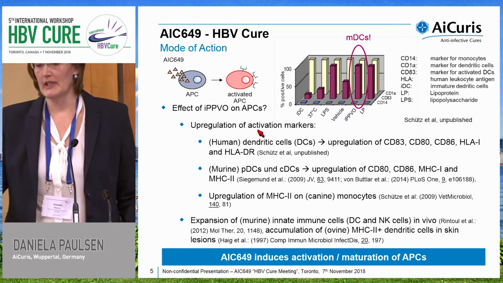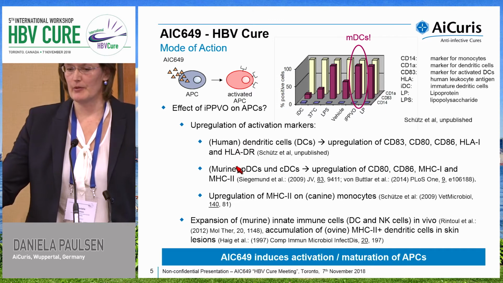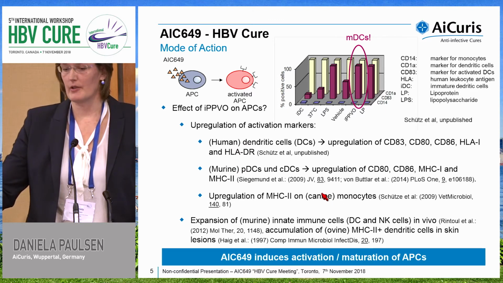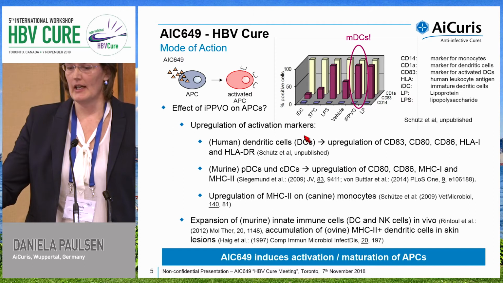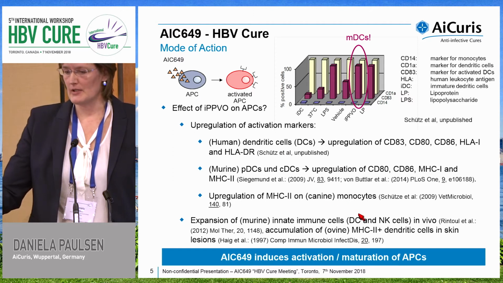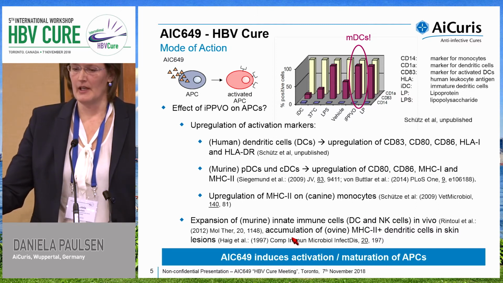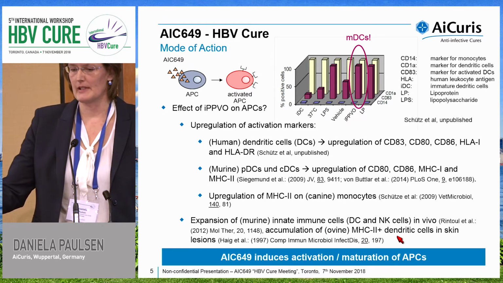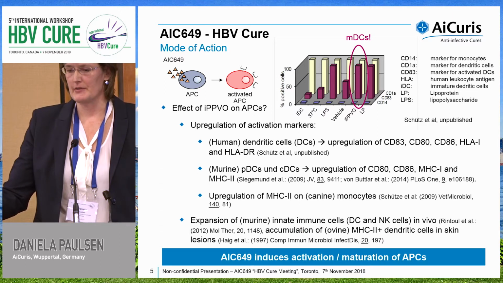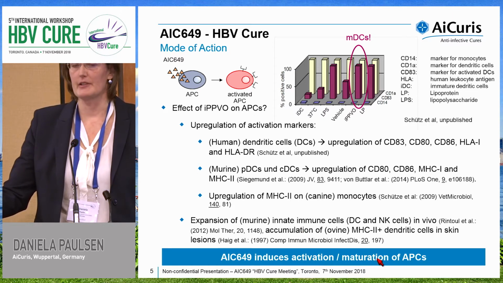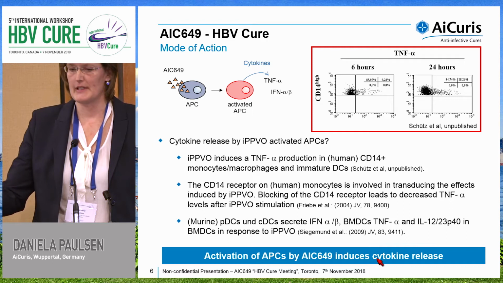This has been shown in vitro, in humans, in mouse models, and also in canine models. And this is in vitro, but this has also been shown in vivo, here in the mouse, that innate immunity cells, dendritic cells and NK cells are stimulated. And also in the wild-type infection of that virus in sheep, you see that MHC class 2 dendritic cells accumulate in the skin lesions. So 649 induces activation and maturation of the antigen-presenting cells.